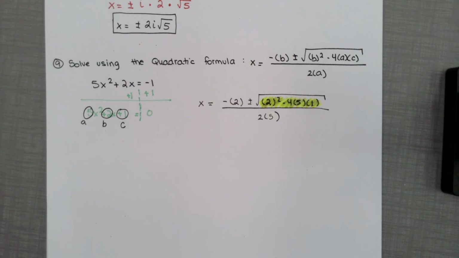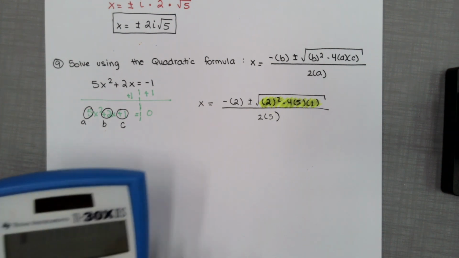That doesn't mean you don't have an answer. That means the answer is imaginary. So do not stop if you have a negative discriminant. That just means you're going to have i in your answer. So let's go ahead and type this into our calculators.